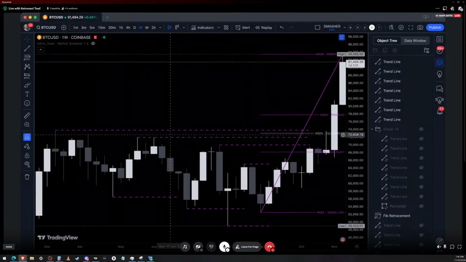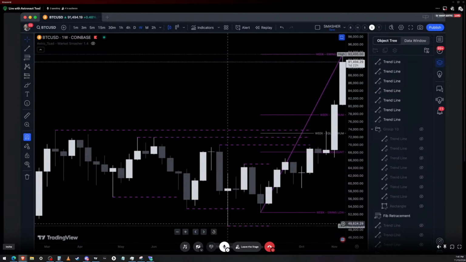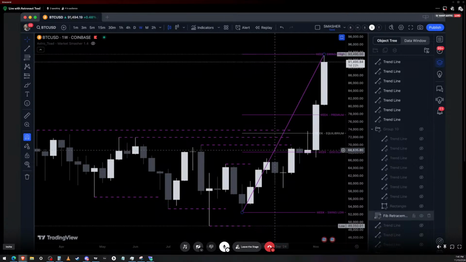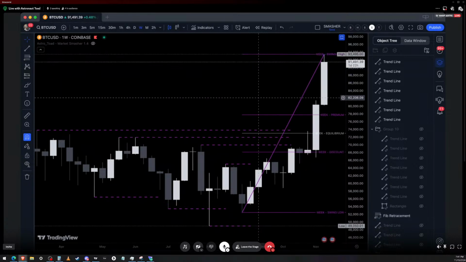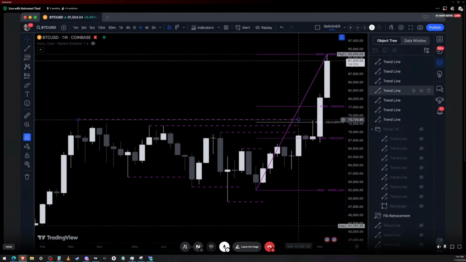Also, the people that got short up here and are not taking profits down here are also going to be forced to get out of their trades up here as well. So that's going to create a snowball effect if price gets up here, and it's just going to shoot straight up. So that's the basic concept of liquidity.